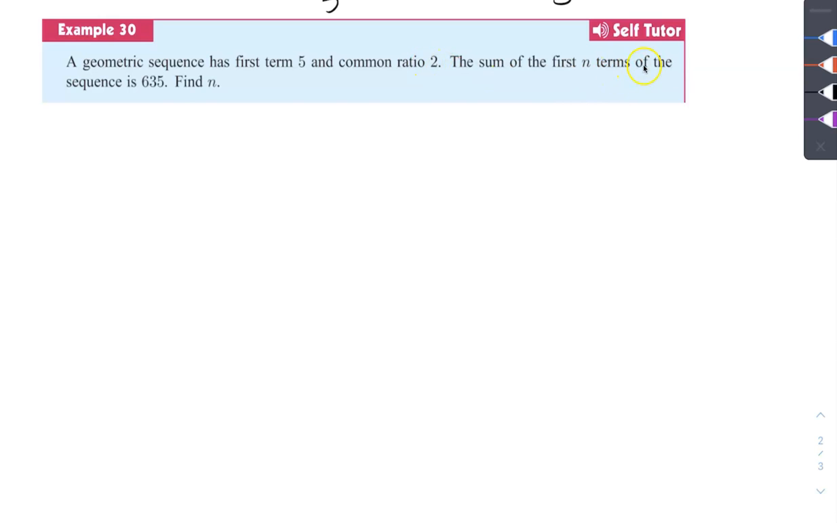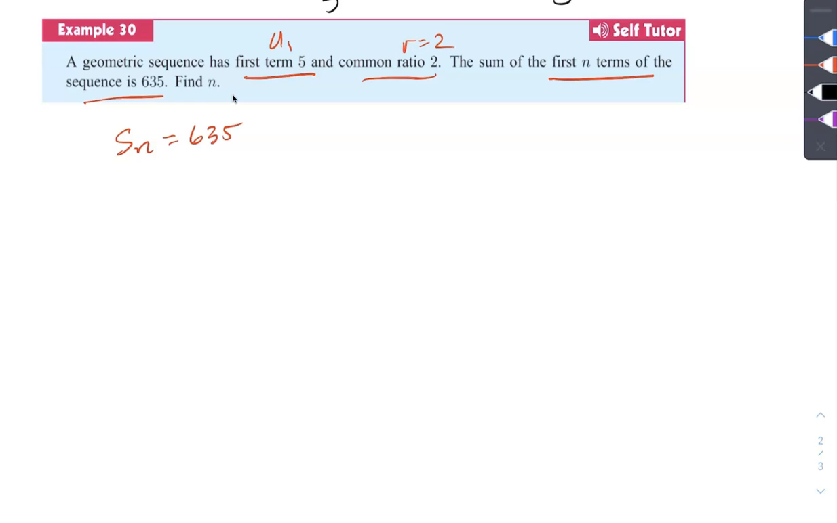Next one, a geometric sequence has first term 5 and common ratio 2. The sum of the first n terms of the sequence is 635, find n. So we have our first term U1 is 5 and our common ratio is 2. And the sum of the first n terms, so S of n equals 635. It wants to find out what n is.